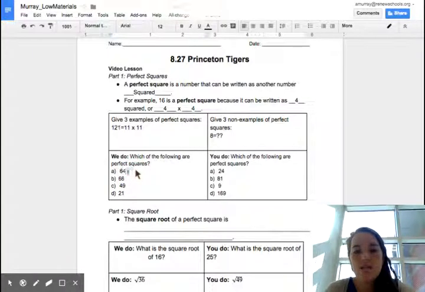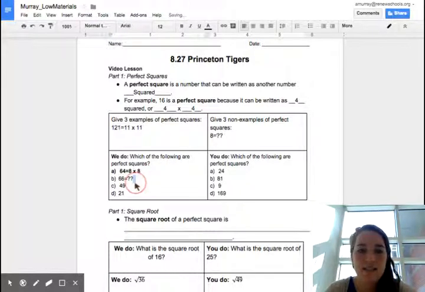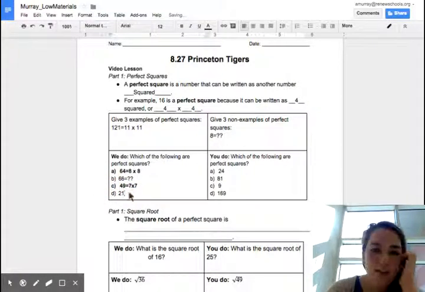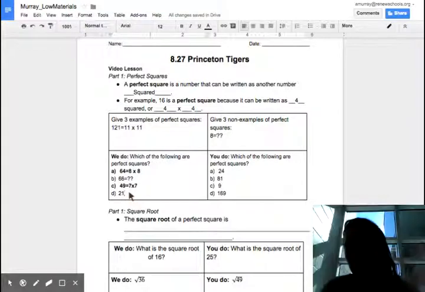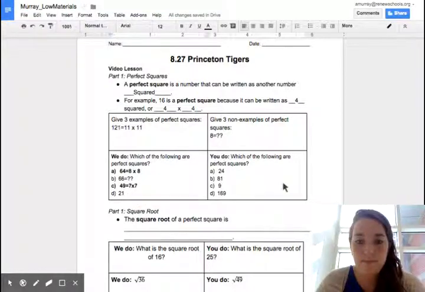64 equals 8 times 8, so 64 is a perfect square. 66 cannot be written as anything times itself, so 66 is not a perfect square. 49 can be written as 7 times 7, so 49 is a perfect square. Can 21 be written as any number multiplied by itself? No, so it is not a perfect square. Go ahead and do the next problem on the right.